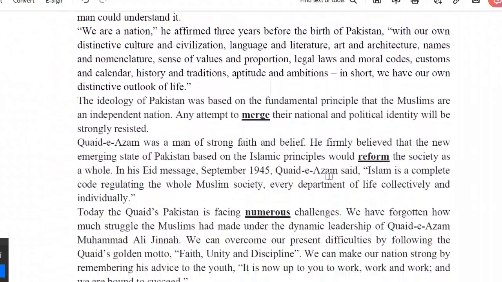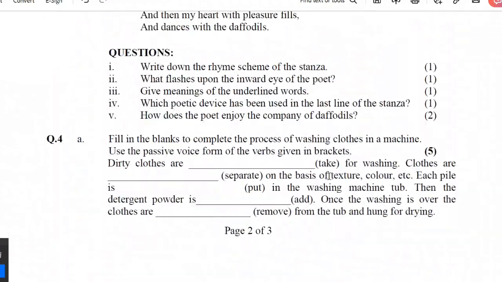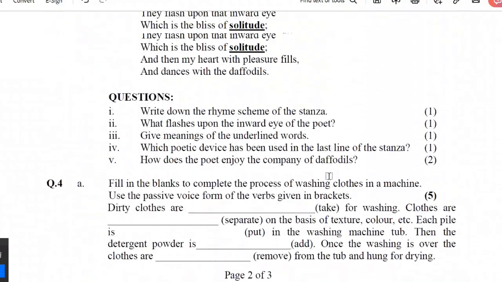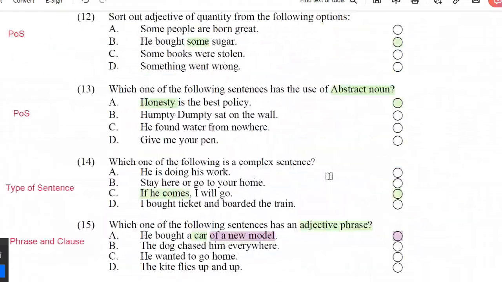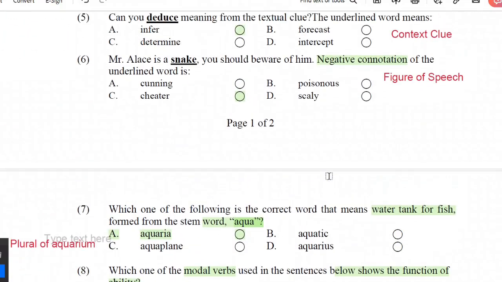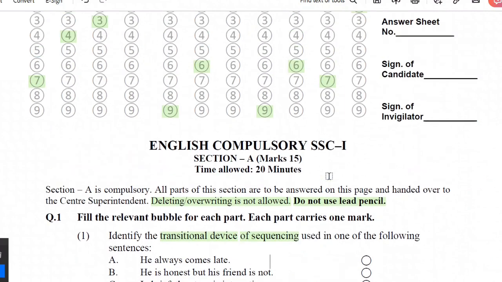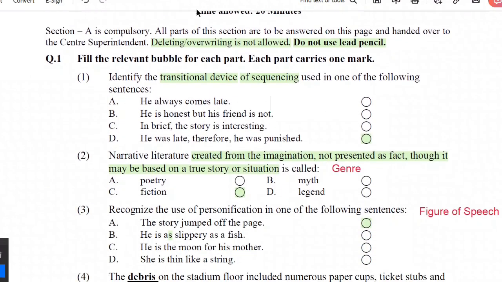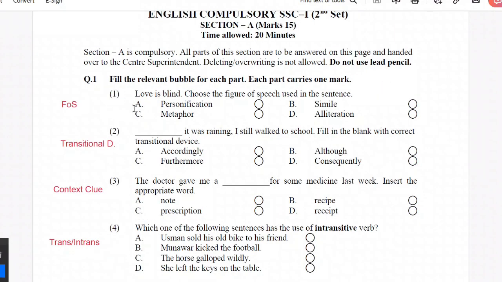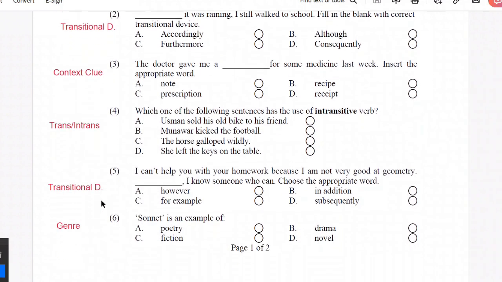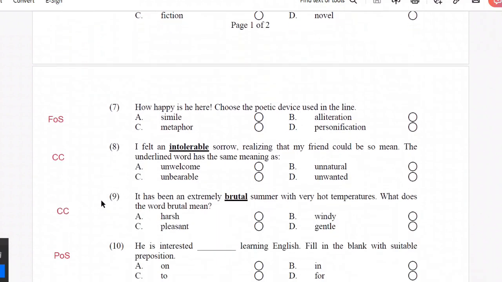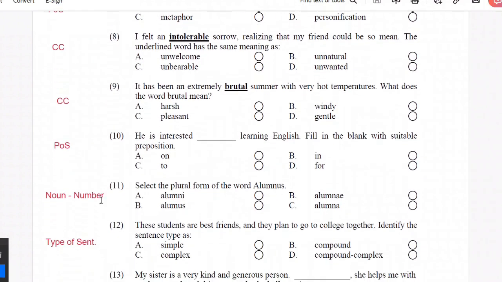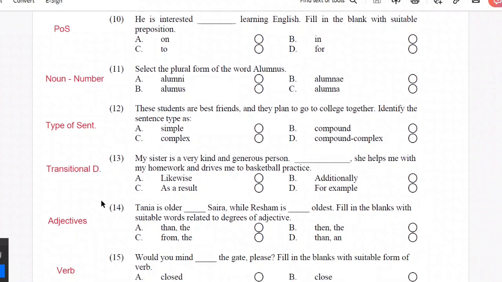This is your paper. You can check it on the website of the Federal Board, inshallah. And I want to show you the other set as well. These questions are very important to prepare, which I have discussed earlier. Look here, at the second set. This is figure of speech, transitional device, context clue, transitive and intransitive sentence, genre, parts of speech, noun, number. You can get this kind of questions.